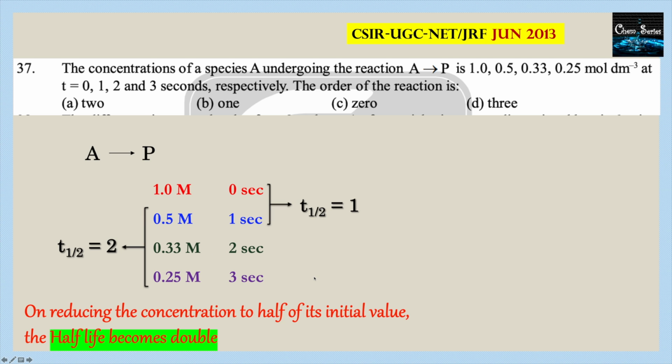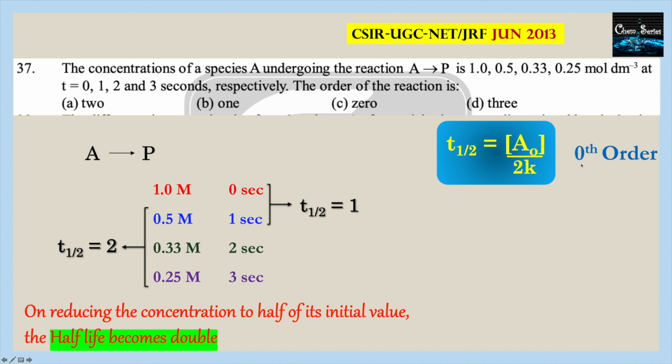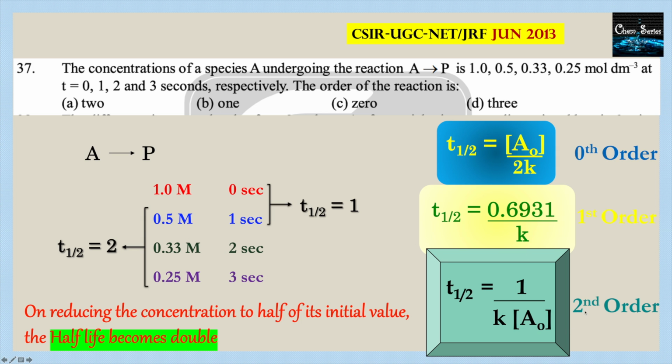Or else there is also another way you can find it out here. This is the 0th order T half, T half is equal to A naught by 2K. And this is your first order T half, T half is 0.6931 divided by K. And this is the second order T half. You should remember all the formulas and have them on your fingertips while solving problems, because then it might be useful for doing your problem in a much simpler way.